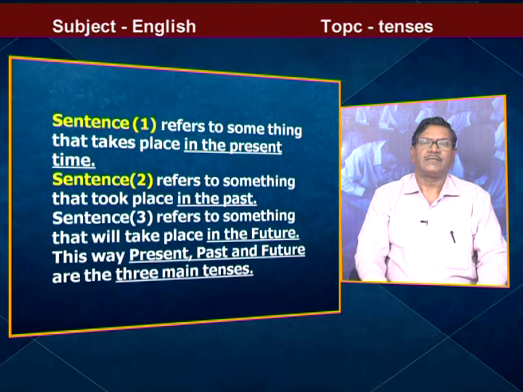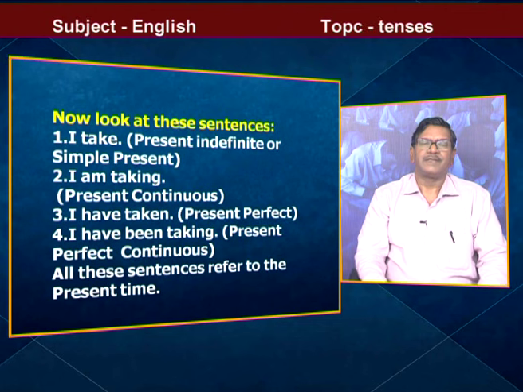Let us see what are the different varieties again in the present, past and future tenses. Now look at these sentences. I take, I am taking, I have taken, I have been taking. The verb is take, but in the first sentence, it is in present indefinite or simple present. I take lunch every day at 1 p.m. So it is a usual activity.